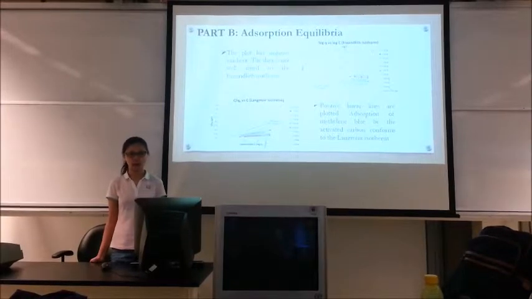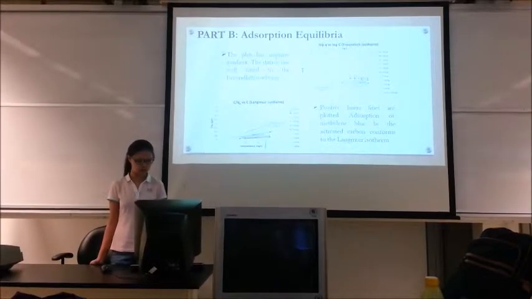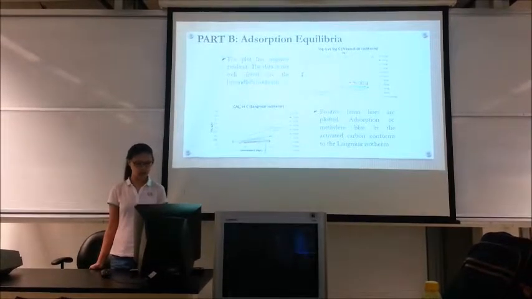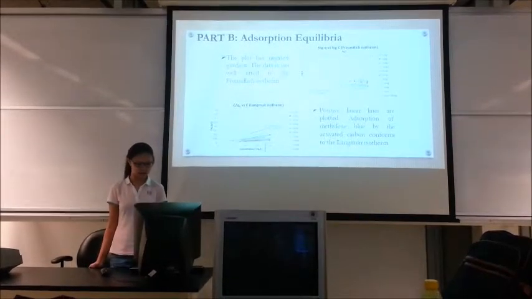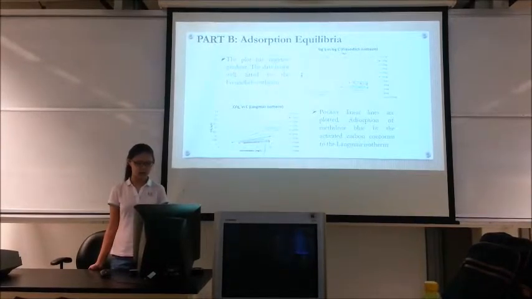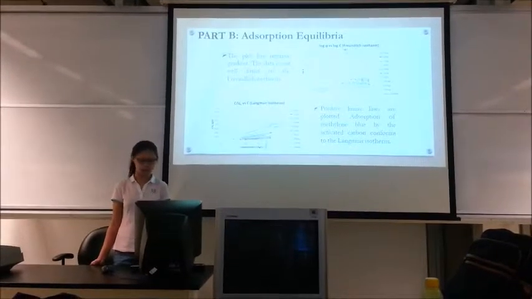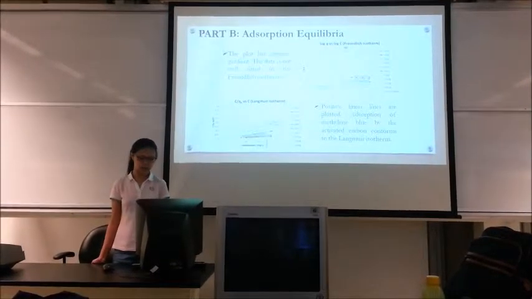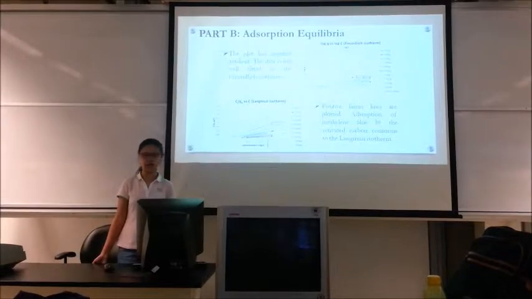On the other hand, from the graph of C over Qe versus C, which is the Langmuir isotherm, positive linear lines are plotted for all amounts of activated carbon added into the methylene blue solution. The data fits the Langmuir isotherm, so we can deduce that the adsorption of methylene blue by the granular activated carbon actually conforms to the Langmuir isotherm.